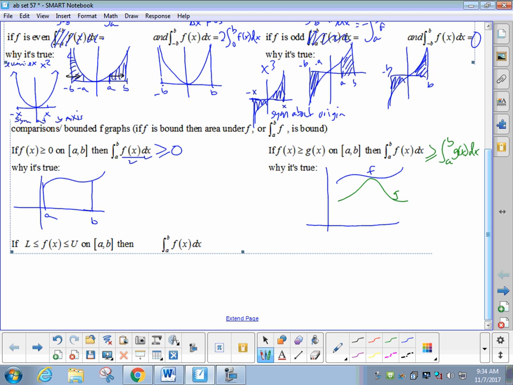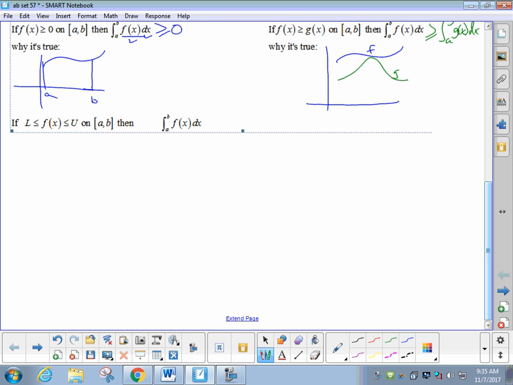All right, now this one requires a wee bit of thought. Say I told you that f of x was bounded on the region. It was bounded above by u. So draw yourself a f of x curve. Okay? Here's f. Now the upper bound on the interval from a to b is u. In other words, the function never goes above some point u. And it never goes below some point L. L is the lower bound.